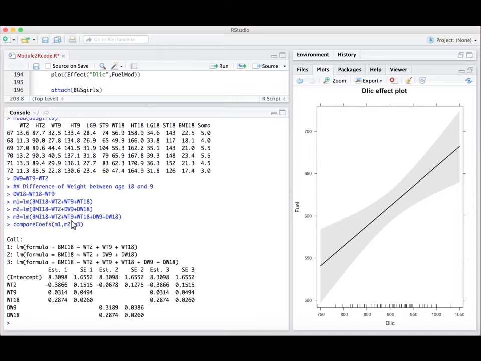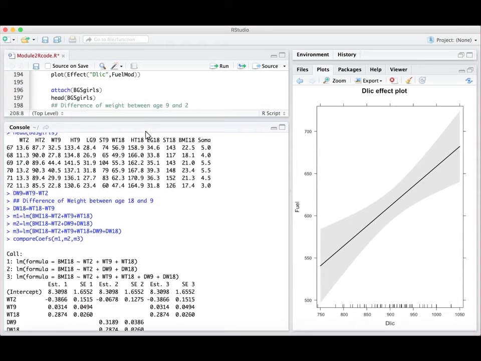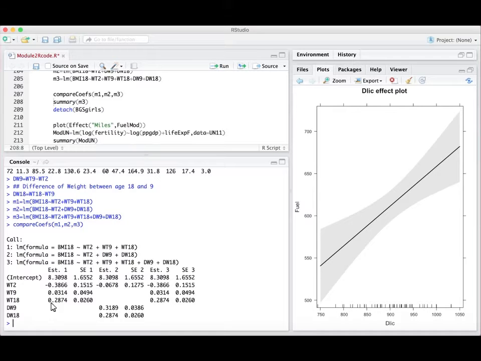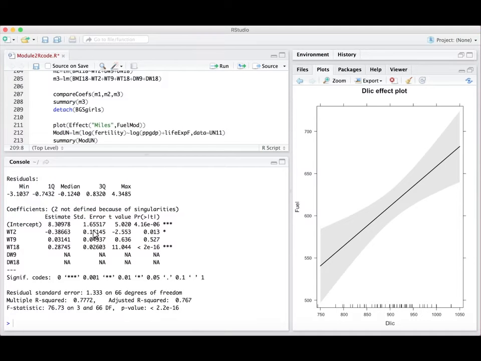And then finally, what happens when we put all these variables in? We know there's the same information in DW9 as in weight 9 and weight 2. DW18 is just weight 18 minus weight 9. So what's that look like? Well, let's take a quick glance at the summary output of that model. Notice it has the exact same coefficients as estimate 1, and it's going to have this NA. What that means is the information is aliased. It's already in there. You're trying to add completely, exactly redundant information. 2 not defined because of singularities.